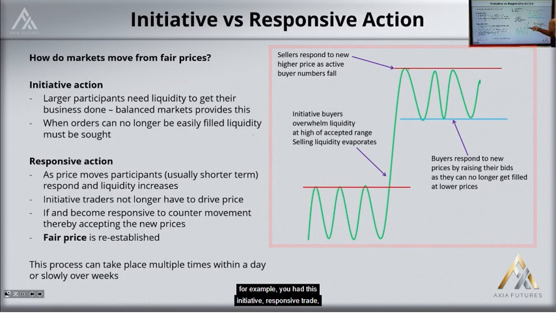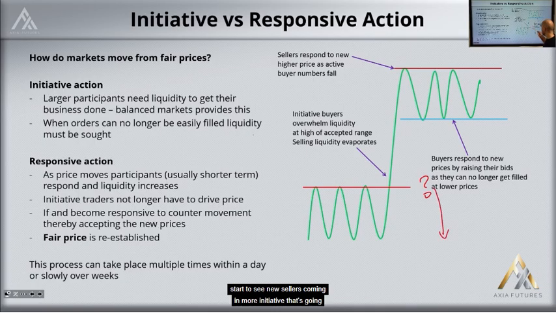If, for example, you had this initiative, responsive trade, and then you don't get the responsive trade here, you could end up with a market that falls all the way back. So the market falls all the way back, resulting in a question mark as you get back there of, do you have now any response? Otherwise, you may well then start to see new sellers coming in, more initiative that's going to drive the market lower. So that's the idea of initiative versus responsive. And rather than trying to define who's initiating and who's responding, it's about being able to understand when this is going to happen and what this implies.